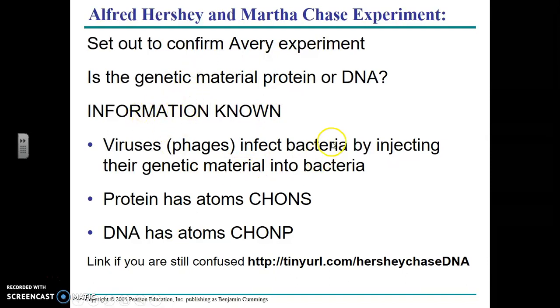The information known by Hershey and Chase was that viruses, which are also called phages, infect bacteria by injecting their genetic information into the bacteria. Whatever the genetic information is, they inject it into bacteria. The other thing they knew is that protein has the atoms C, H, O, N, and S, and DNA has the atoms C, H, O, N, and P. So S is unique to protein, and P is unique to DNA. After I talk about this, if you're still confused, this is a great animation of the experiment to watch here.